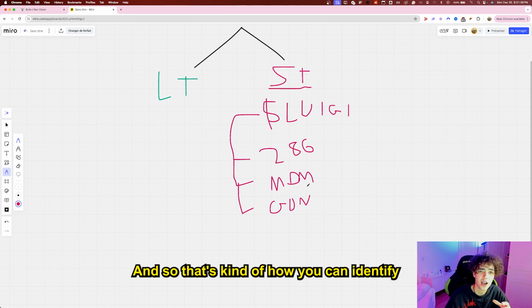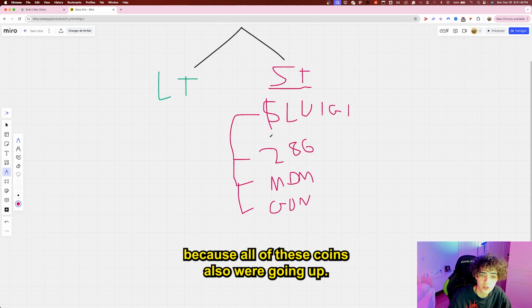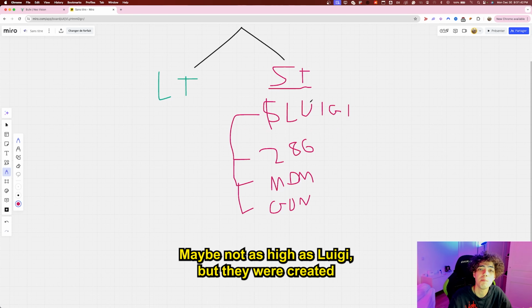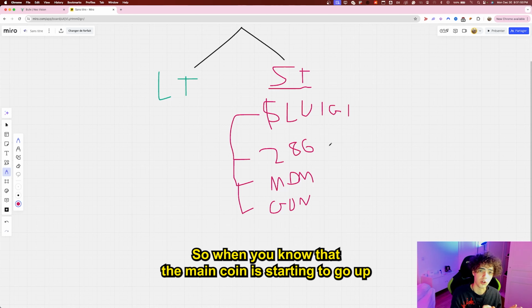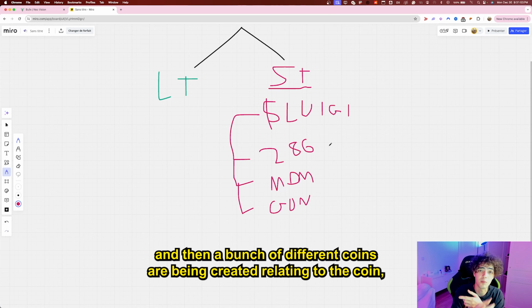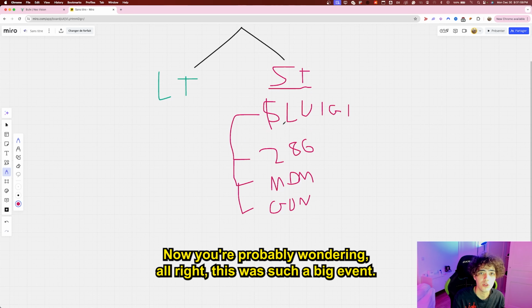And so that's how you can identify that a coin is going to start off a meta, because all of these coins also were going up. Maybe not as high as Luigi, but they were created from Luigi, and people kept on creating coins based on Luigi. So when you know that the main coin is starting to go up, and then a bunch of different coins are being created relating to it, you know that the main coin has a potential to start the meta.